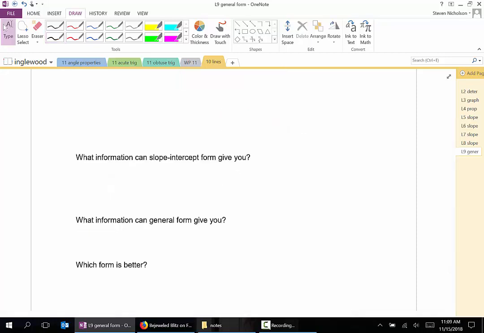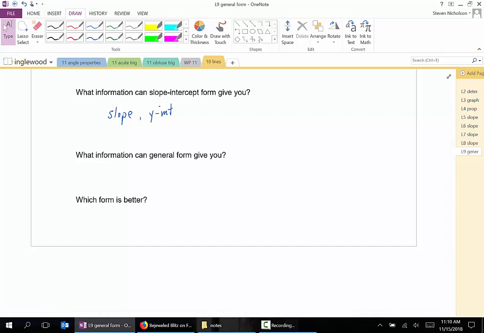What information can slope-intercept form give you really quickly? What it can give you really quickly is the slope and the y-intercept. Now, it can give you that really quickly if it's in slope-intercept form. If it's not, you manipulate it and you get that information. Well, what information can general form give you relatively quickly? Well, relatively quickly, easily, it can give you the x-intercept and the y-intercept, but it can also give you the slope as well if you know the pattern. And finally then, if we know these two forms of a line, well, which form is better? The only thing I can say is it depends. Depends on what's happening.